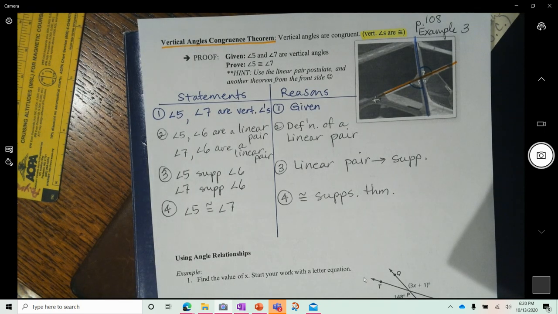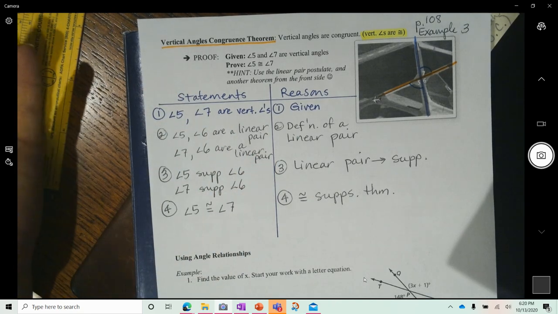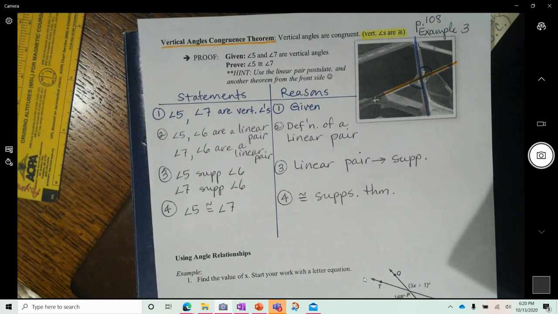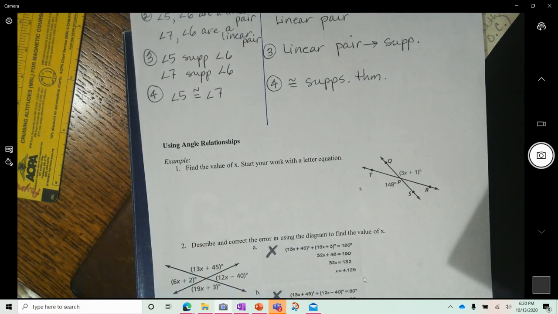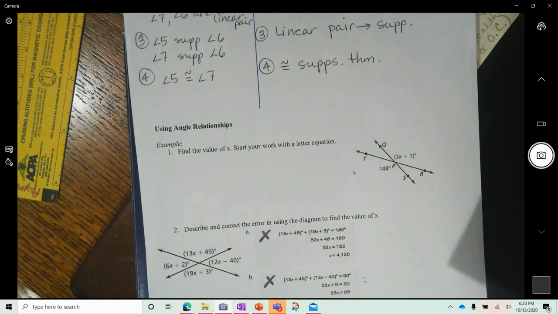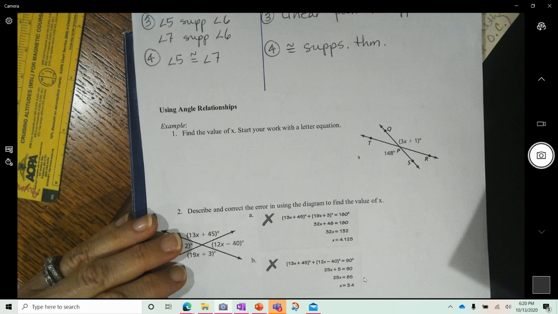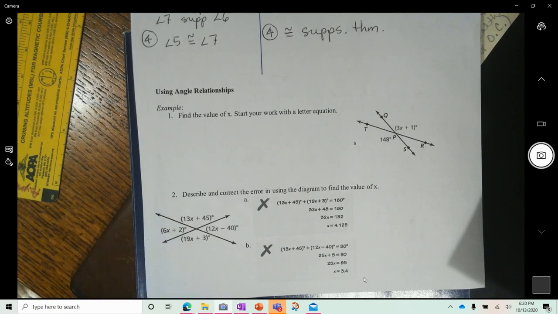So that's 5 theorems, or 4 theorems and a postulate, we just went over. Now here's a couple of relationships that we can use to do problems. That's not all of section 2.6. We'll be doing more of that on Thursday. This should be enough to get you started on problems.